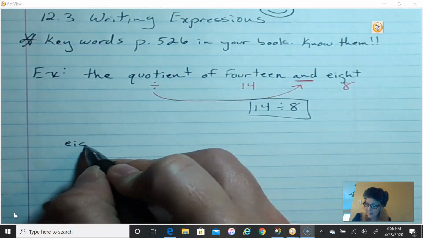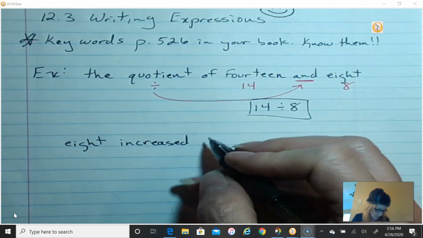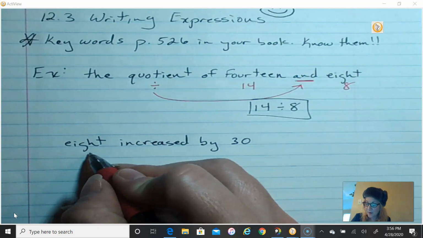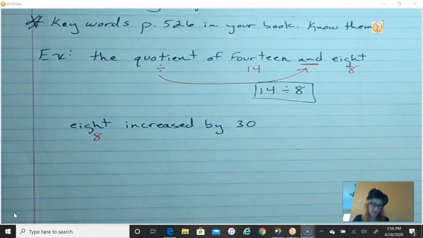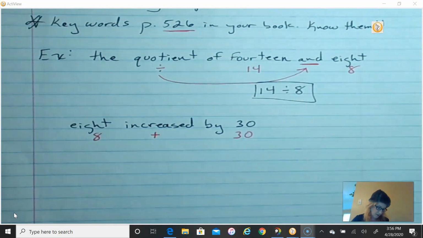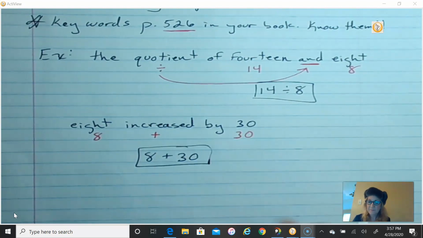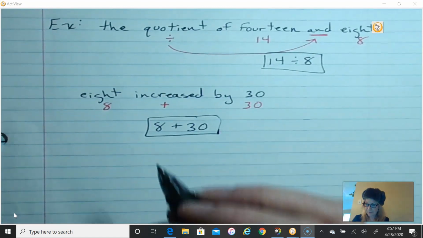Next one is 8 increased by 30. We have 8, so I'm going to write 8. Increased, what does increased mean? If you don't remember, look on that page up at top, 526. For all those words, increased means plus. By 30. It's already written down. So guess what? Your answer is 8 plus 30. That's what you are doing today. Not so bad, right? The next day's work is a little different.